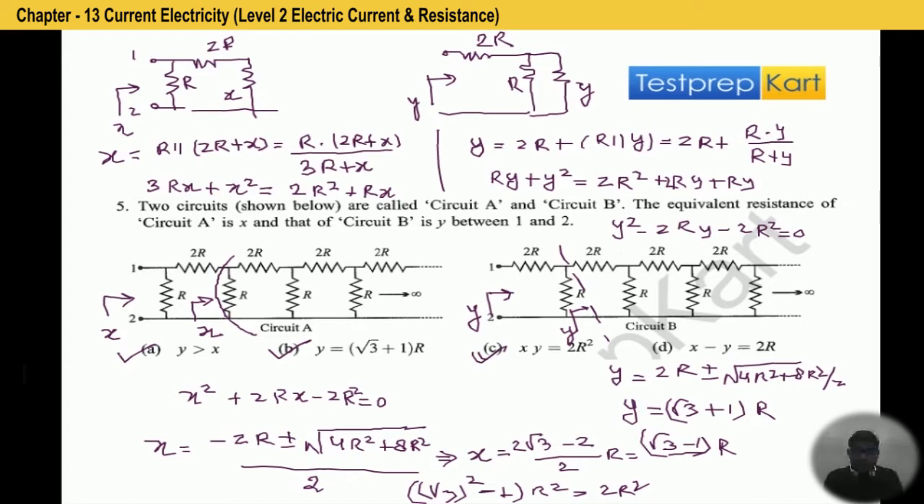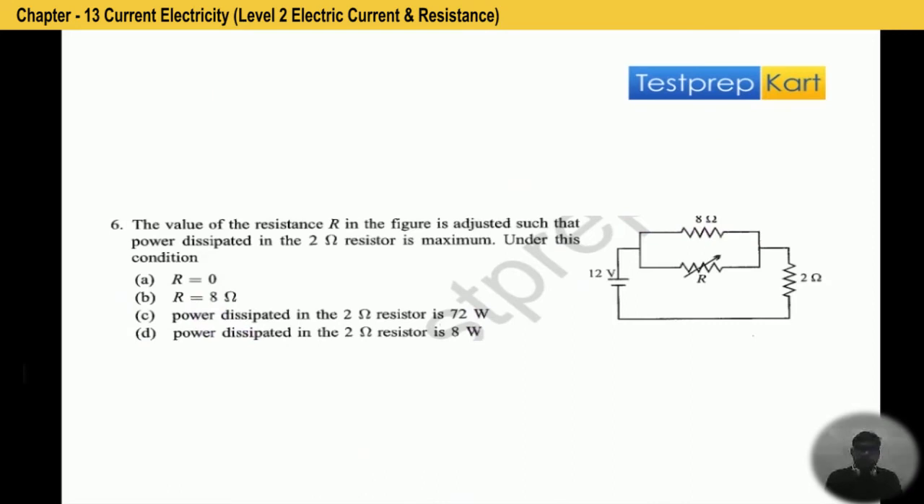Next is X minus Y is equal to 2R. So we will subtract X minus Y, then root 3 cancels and we'll get minus 2R. Right. So it means this option is not correct. So in this question, options A, B and C are correct. Okay, let's see the next question. Question number 6.